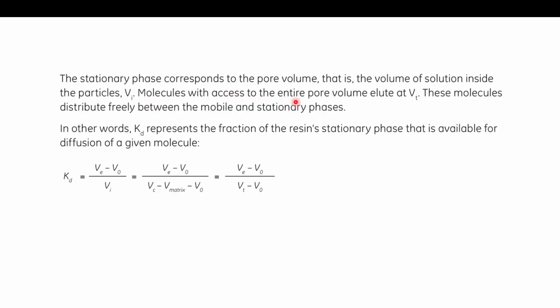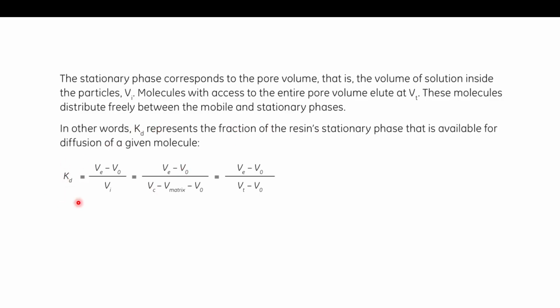Molecules with access to the entire pore volume elute at Vt. These molecules can distribute themselves freely between the mobile and stationary phases because they have full access to the pores. Their dimensions are comparable to the pore size or much smaller than the pores. So in other words, the partition coefficient or distribution coefficient represents the fraction of the resin's stationary phase that is available for diffusion of a given molecule.